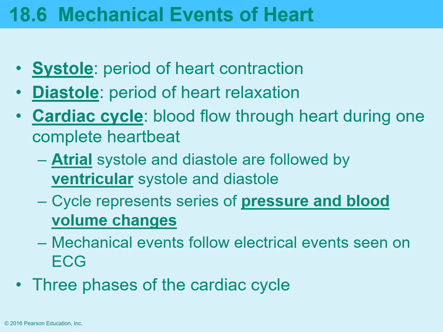So what are some of the mechanical events that are occurring in the heart? When you have heart contraction, it's systole. When it's heart relaxation, is diastole. The cardiac cycle is that blood flow through the heart during one complete heartbeat. So you're going to have the atrial systole and diastole and ventricular. And we can measure those pressures and volumes of the diastolic and systolic pressures. In the cycle, you're going to have different pressures, different volume of blood changing occurring in here. And you can follow some of this on the EKG.